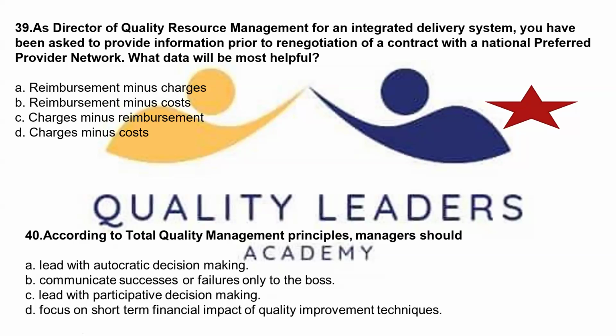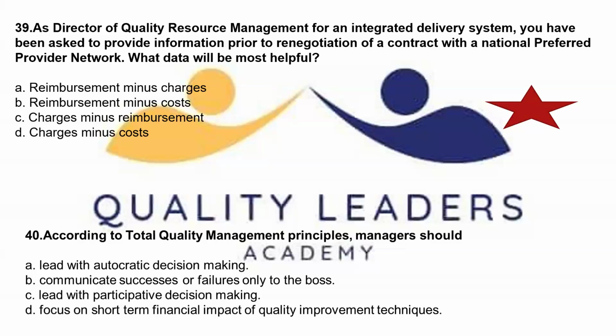The correct answer here is reimbursement minus cost. So it's letter B. When renegotiating a contract, the most important number is reimbursement minus cost. Why? Because this tells how much profit or loss is made after covering the actual expenses of providing care. I'll give you an example.